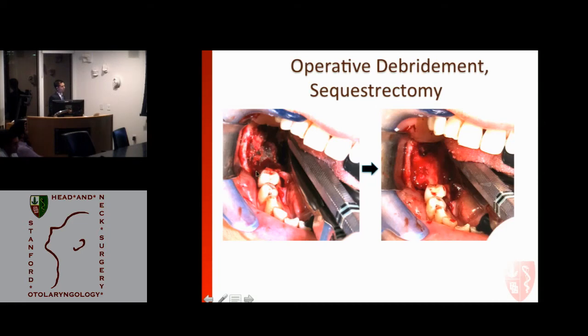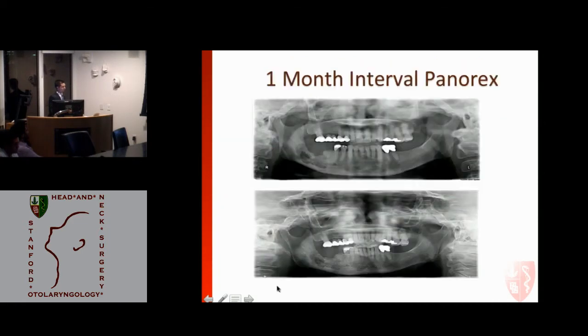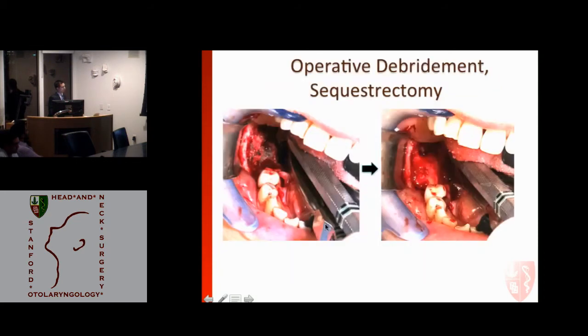Because her mandible was still in continuity, and she had a fair bit of inferior cortex, and we did not want to fracture her mandible, we did a conservative sequestrectomy down to bleeding mandible. There was bleeding mandible underneath this necrotic bone here, and we rotated in some mucosal flaps to cover this. In this case, this actually worked out fairly well.